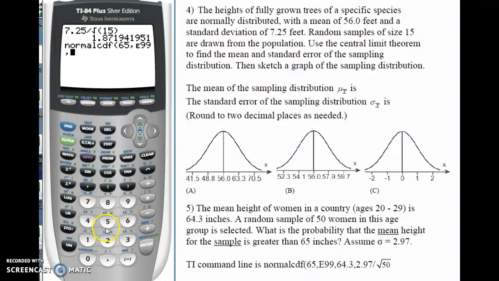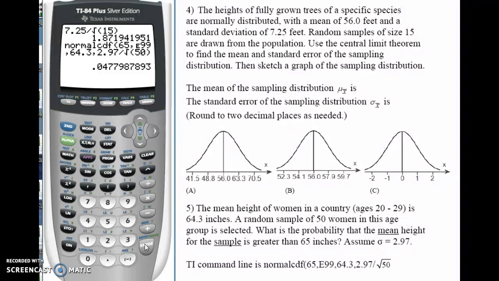99. Our mean is 64.3. The mean and standard deviation and sample size in your problem will be different as a rule. And then you might be lucky. 2.97. We want the standard error, so 2.97 divided by the square root of the sample size, which was 50 women. And we get a probability of about 5%.